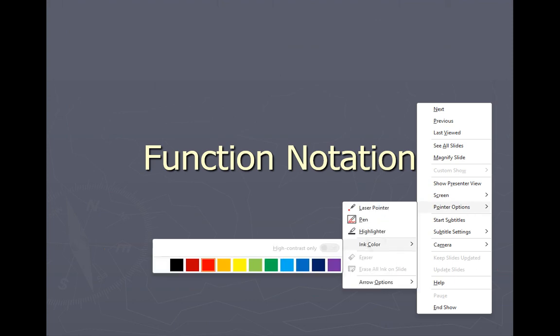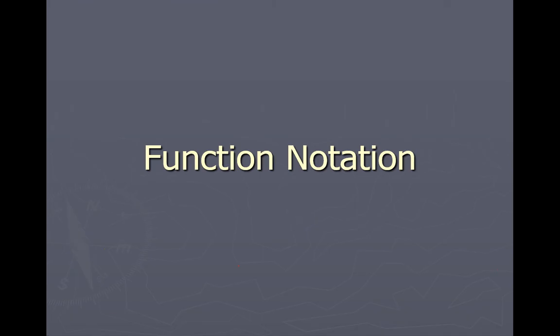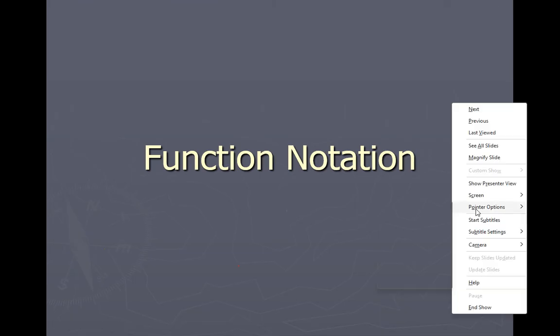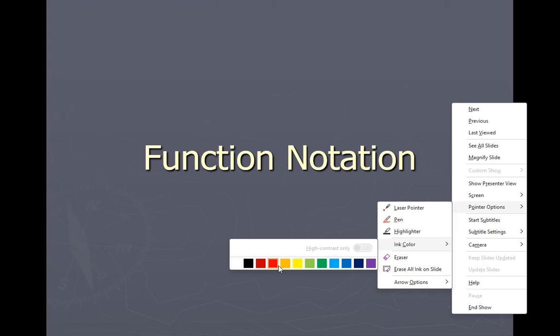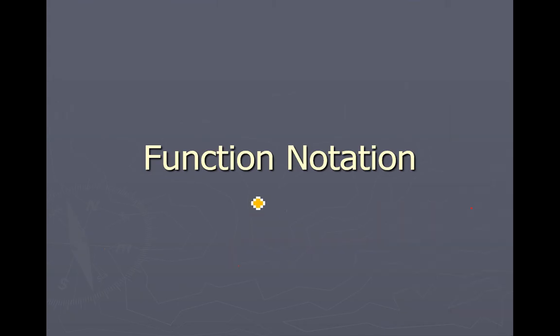Ink color. I want that pink, that yellow. I didn't get the yellow last time. Do it with my mouse. I want this on your screen, or on your page. Ink color. Yellow. Now it's good.